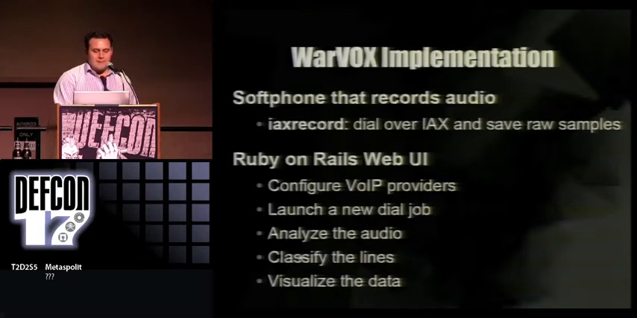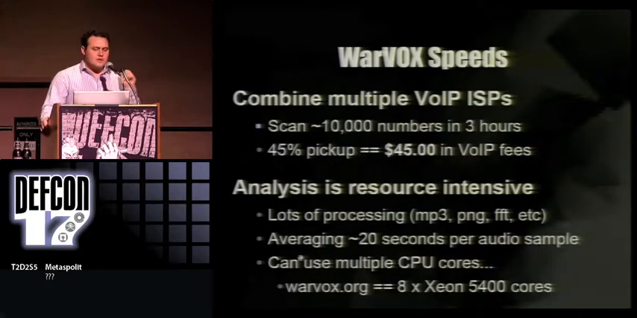Basically, the components are: there's one little C app that's crappy that I wrote called IAX Record. It dials over IAX, saves the raw audio file, and that's all it does. Then there's a Ruby on Rails web UI that provides an interface to schedule your jobs, run your jobs, stuff like that. It lets you configure your providers, launch your dial jobs, get the audio classified, et cetera. And then there's a bunch of back-end Ruby code that does the processing of audio files and things like that. If you combine a whole bunch of voice over IPs at the same time, you can scan like 10,000 numbers in about 3 hours.